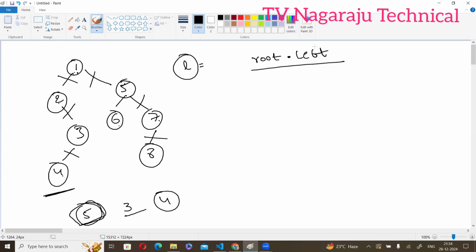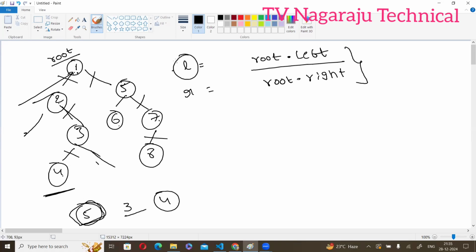So root dot left. Initially this is the root node. So L is equal to root dot left. This is the left side. Any left is there? Stop. Similarly, R is equal to root dot right. Here I am using recursion. I am moving to the right side, right side, right side.